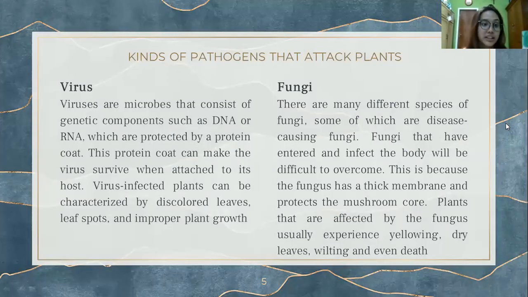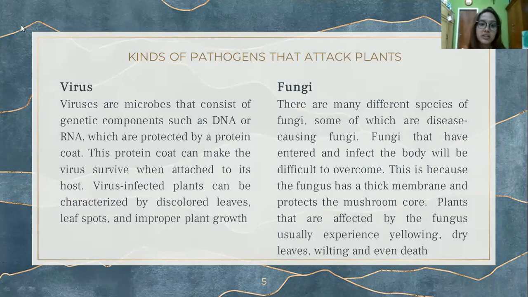The first one, what is a virus? Viruses are microbes that consist of genetic components such as DNA or RNA, which are protected by a protein coat. This protein coat can make the virus survive when attached to its host. Virus-infected plants can be characterized by discolored leaf spots and improper plant growth.